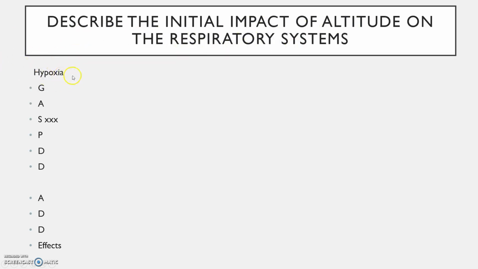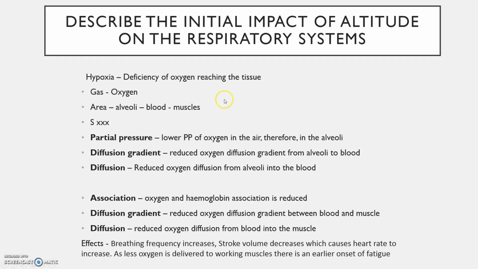Well, first of all, the athlete is going to suffer from hypoxia, which is a feeling of dizziness, sickness and headaches. Then you have to go into your GAPS DD, ADD effects. We're going to go through that now together. So just a reminder, hypoxia: deficiency of oxygen reaching the tissues, makes you feel lightheaded, dizzy, sick.